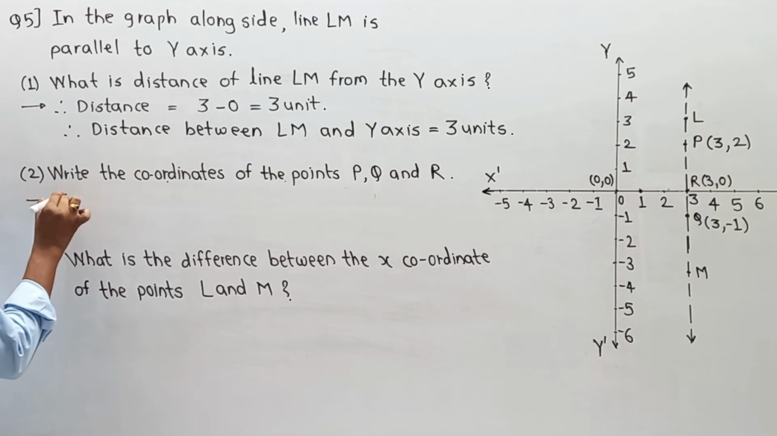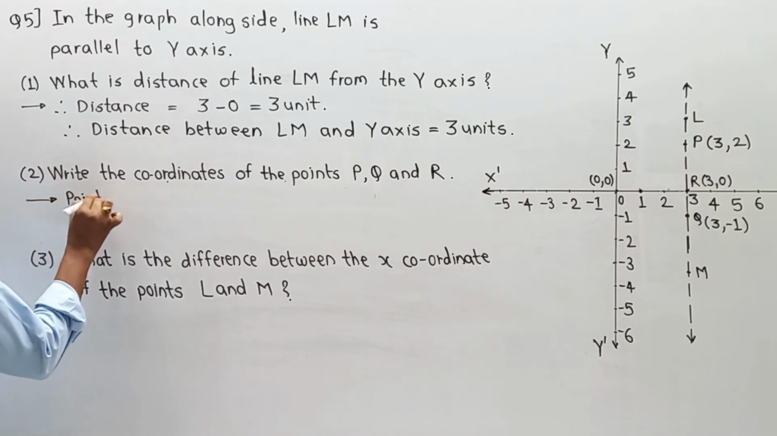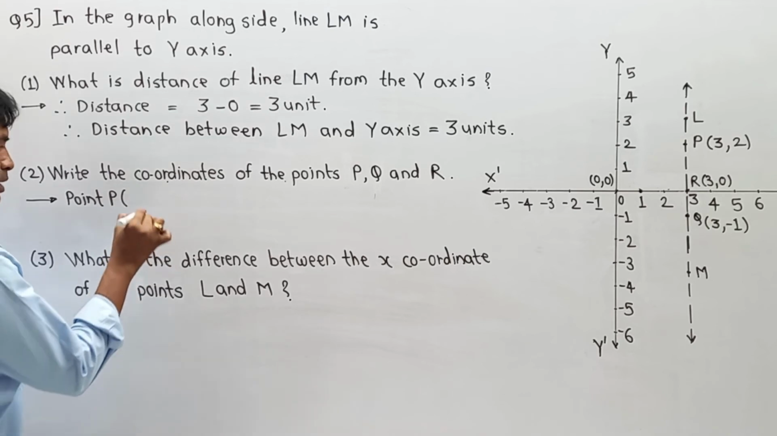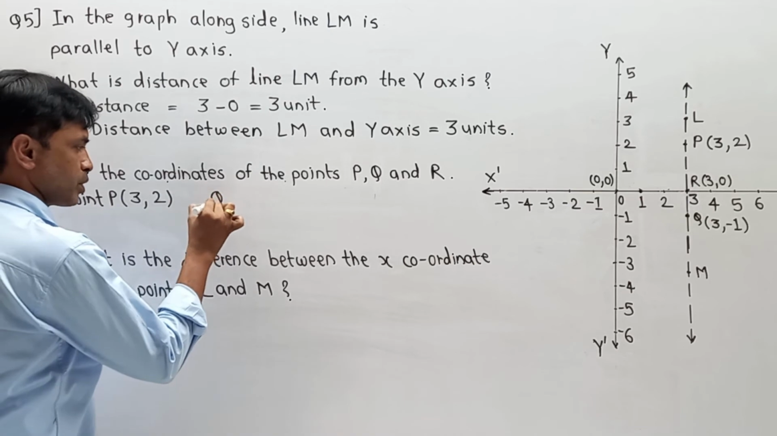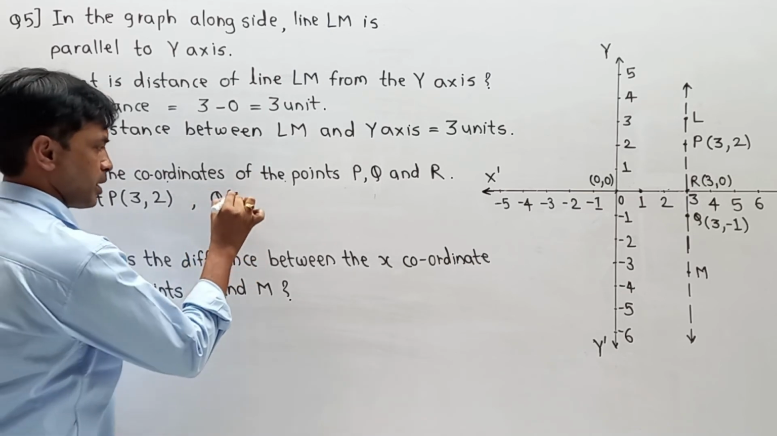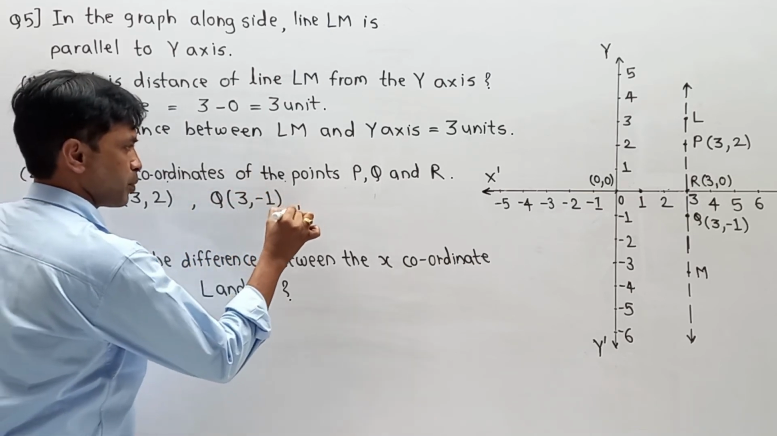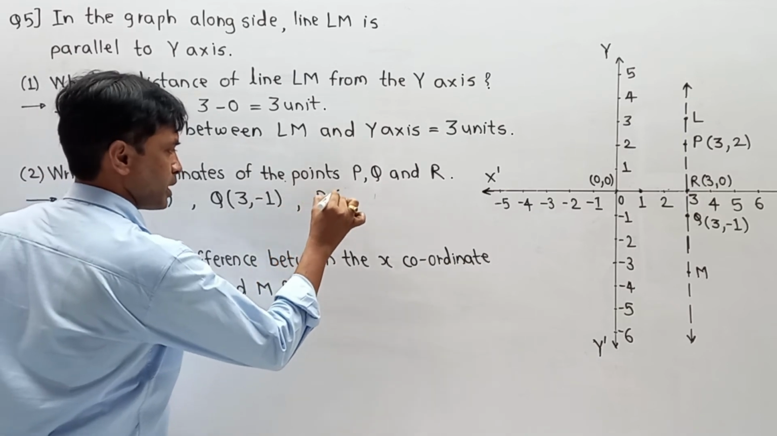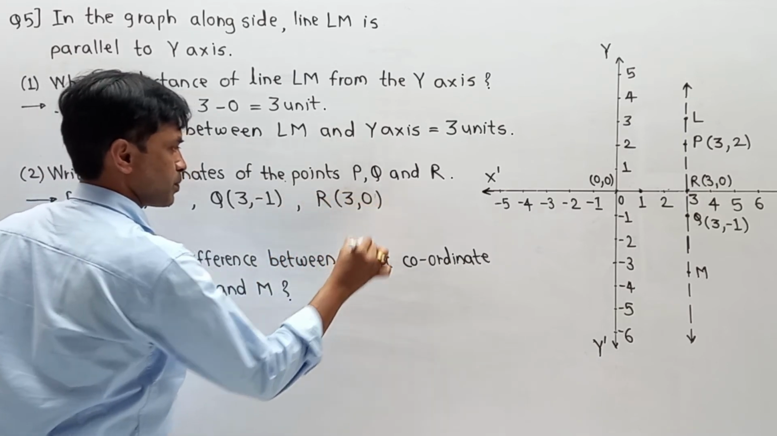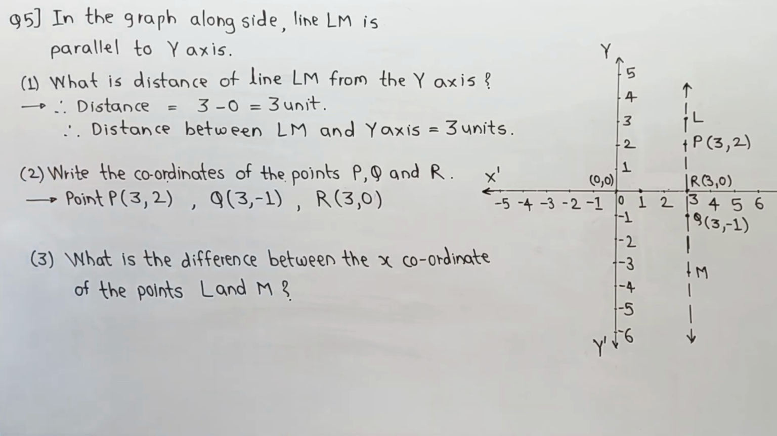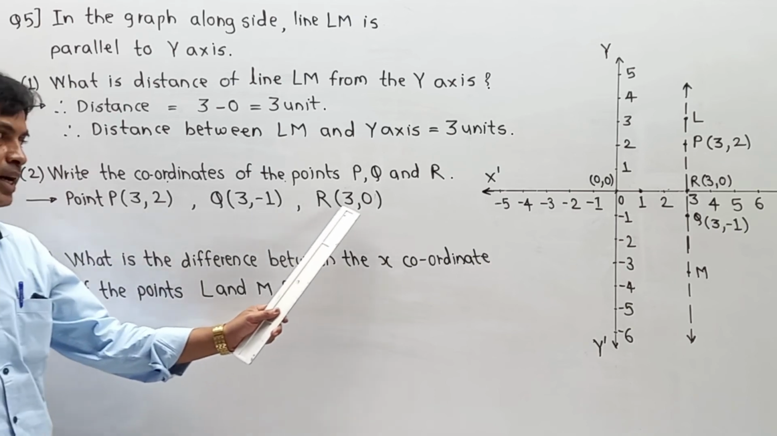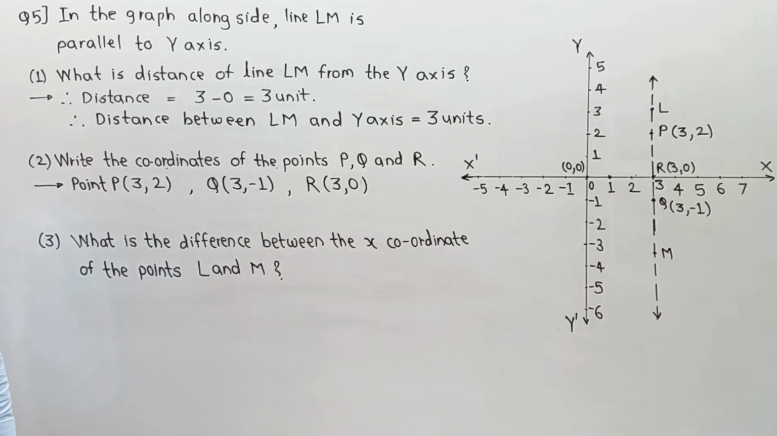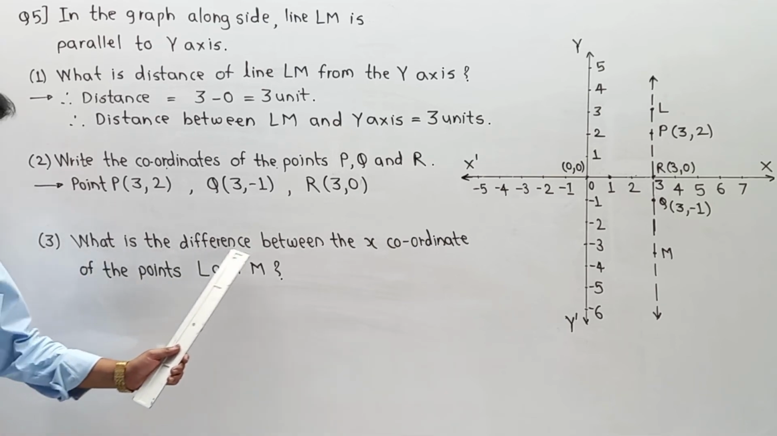So starting one by one, point P has a coordinate (3, 2). Next, point Q has a coordinate (3, -1) and point R has a coordinate (3, 0). These are the x and y coordinate values of point P, that is (3, 2), point Q, that is (3, -1), and R (3, 0).